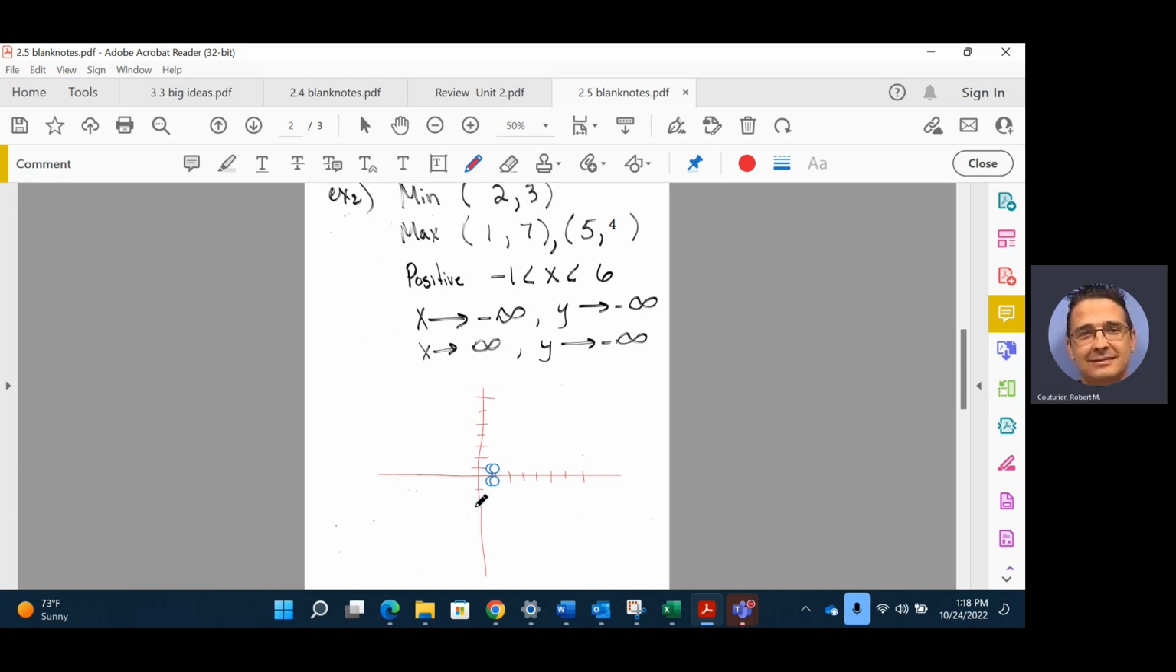Just creating some arcs from my graph. Again, this is not rocket science. We are just sketching. I know I have a minimum at the point (2, 3). So I'm going to go over 1, 2, and up 1, 2, 3. Here's a coordinate right here. And this is a minimum. Minimums mean I'm at the bottom of a U or something here. Then we have what? Maximum at (1, 7).